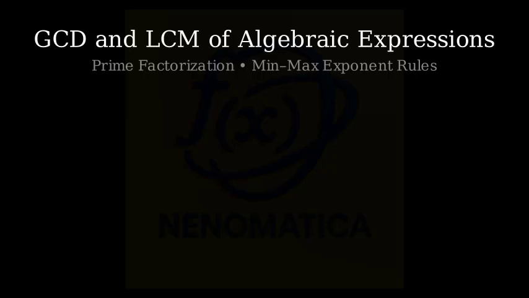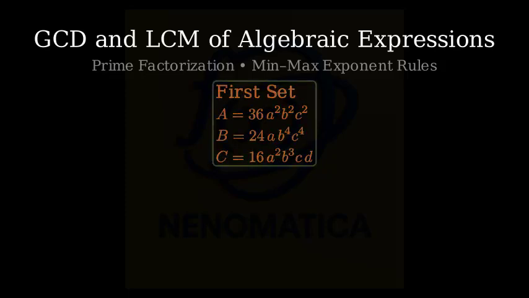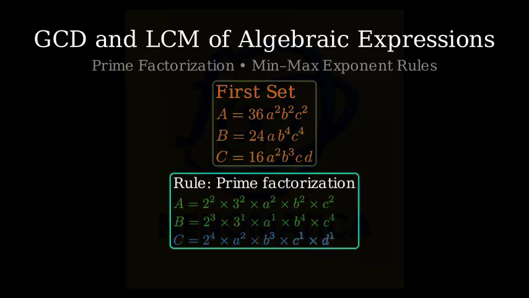First set of expressions. We are given 3 expressions, a, b, and c. We will prime factorize each, then apply the greatest common divisor rule and the least common multiple rule. Step 1. Prime factorize each term. We write numbers in terms of prime powers and keep variables as powers as well. So A equals 2 squared times 3 squared times a squared times b squared times c squared.